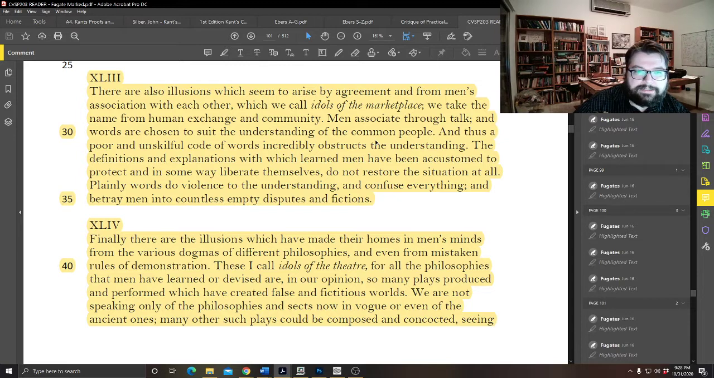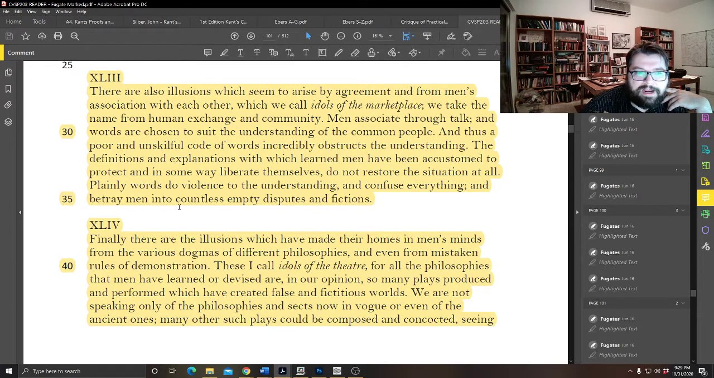And so it has an impact back on science and corrupts our knowledge. So that's the idea here. So he says, men associate through talk, and words are chosen to suit the understanding of the common people. And thus a poor and unskilled code of words incredibly obstructs the understanding. The definitions and explanations with which learned men have become accustomed to protect, in some way, and in some way liberate themselves, do not restore the situation at all. Plainly, words do violence to the understanding and confuse everything.